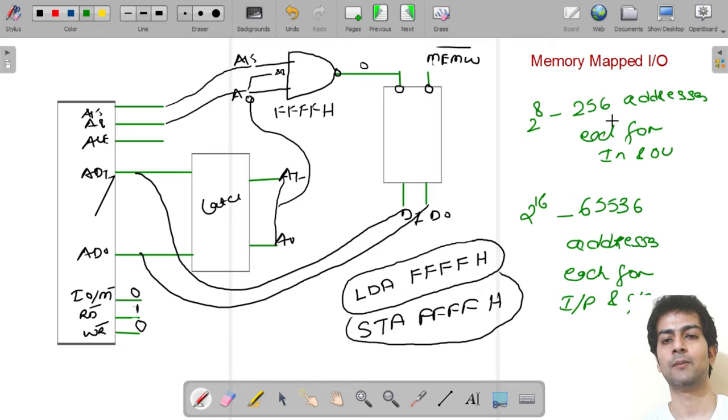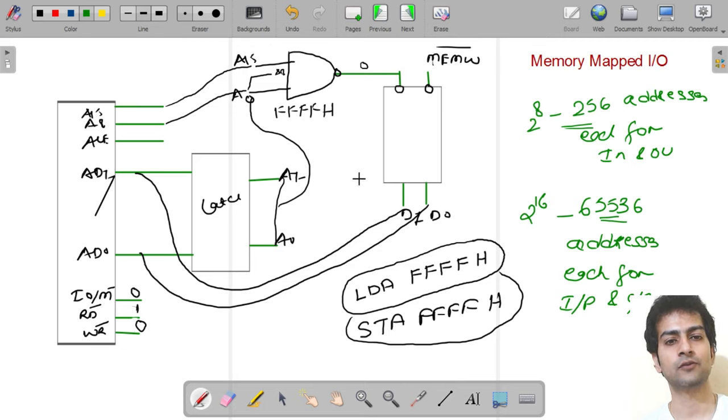Earlier, the number of input output devices with which the microprocessor could communicate was only 256. But now the number of input output devices with which the microprocessor can communicate is 65536. So this is the advantage of memory mapped input output.